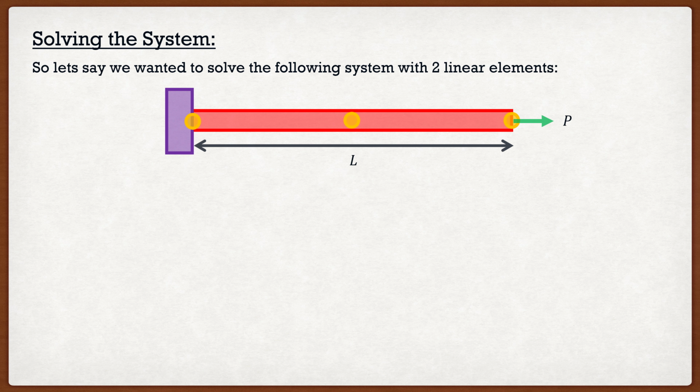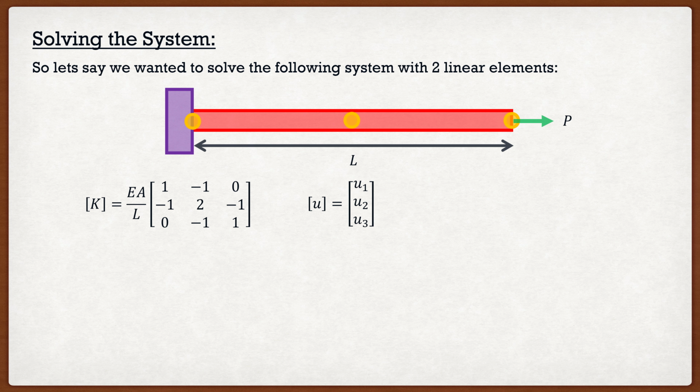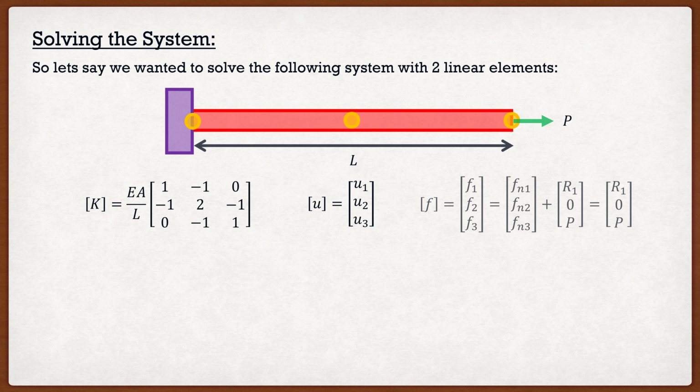So let's say that we want to solve the following system with two linear elements. We said before that our global stiffness matrix for this particular case is EA divided by L, 1, negative 1, 0, negative 1, 2, negative 1, and 0, negative 1, and 1. We want to solve for the nodal displacements U1, U2, and U3, which are the displacements at each one of those nodes represented by those yellow circles. Finally, we also have our nodal forces vector.